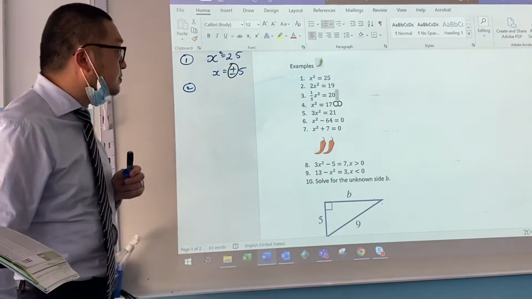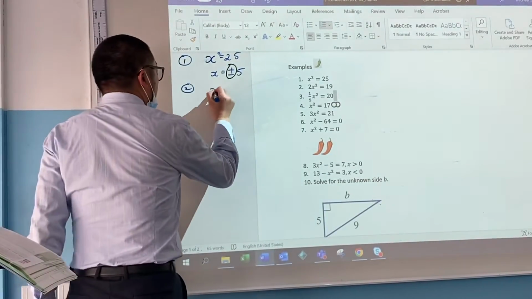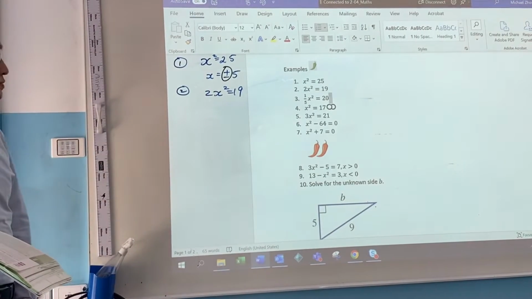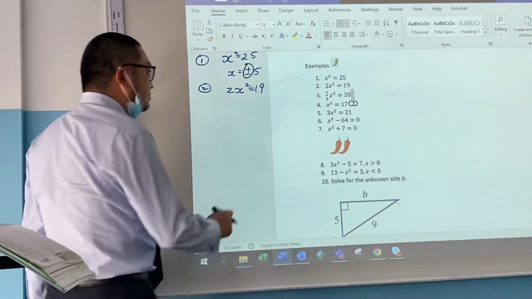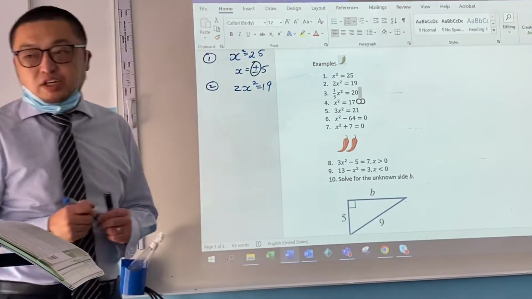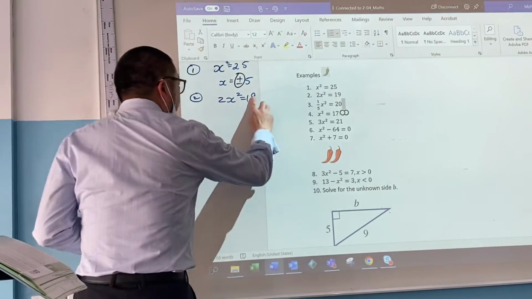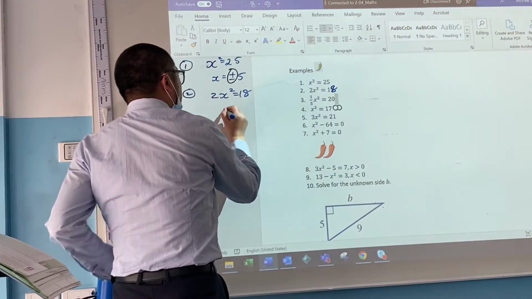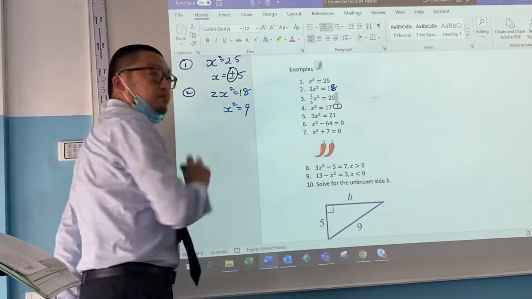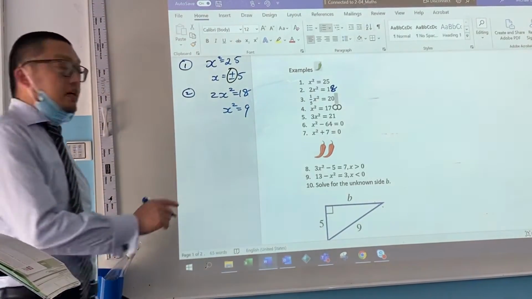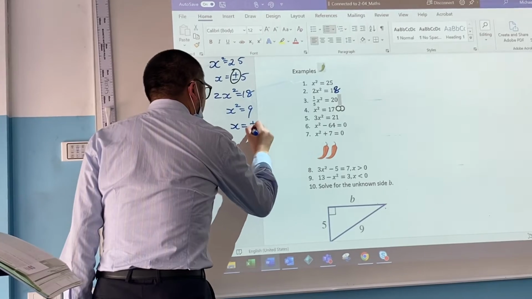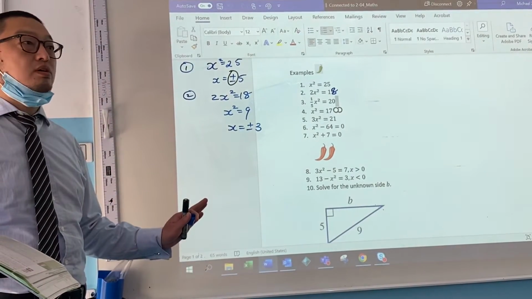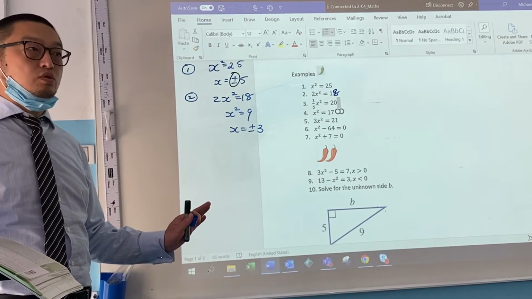Okay, x squared equals 19. Maybe I should make it 18. I'll make it a little bit easier for now. So x squared equals 9. People okay? And x equals plus minus 3. Everybody still happy? Yep. Not sure? Good? Okay, excellent.